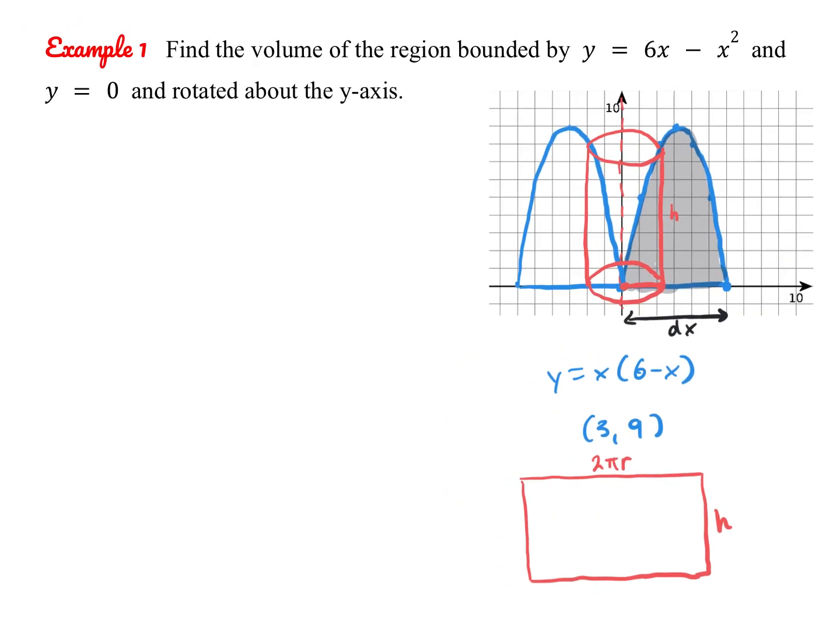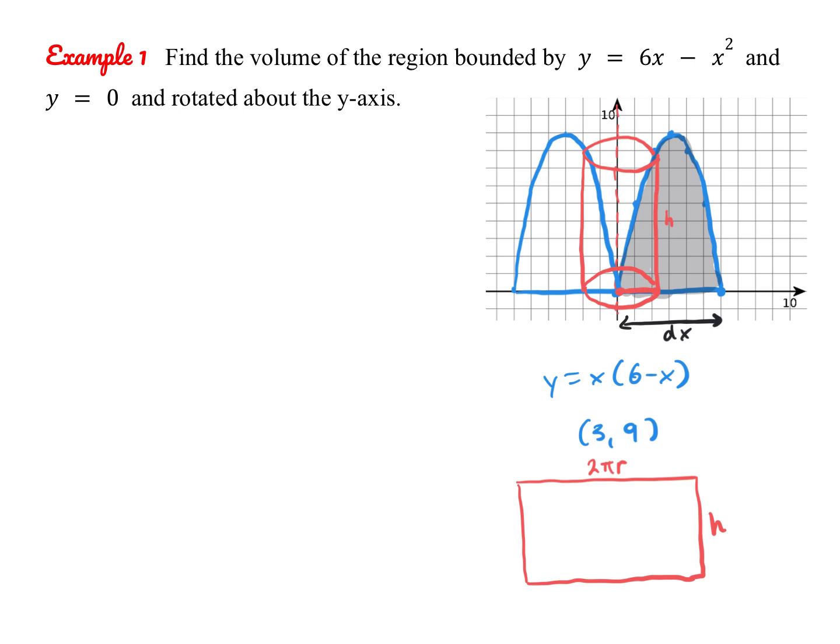So I like to actually write these out on the side. I can see that h is going to be the distance from my quadratic to the x-axis. So it's always top minus bottom. So in this case, h is 6x minus x squared minus 0. And remember, I need to define my radius in terms of x. And I can see since I'm starting right at the origin and I'm just moving to the right, my radius is just x.